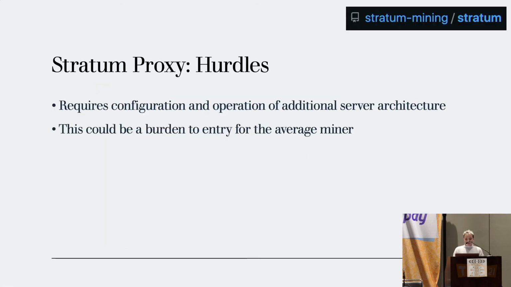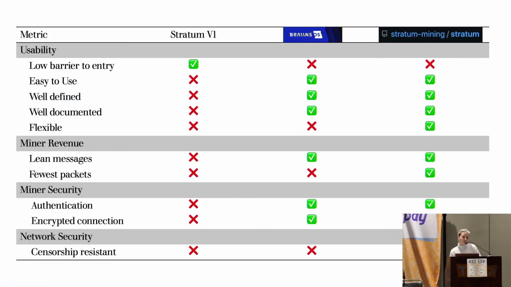All right, so a couple hurdles here. By design, the proxy requires the operation of an additional server, and then if you want to build your own transaction set, you have to operate your own Bitcoin node, and that could be a burden to entry for an average miner. So right now, we've got 2 adoption paths in the works, and let's use our metrics to see how they measure up to Stratum V1. All right, so immediately we see that both adoption efforts give us a lot more than Stratum V1 does. I'm just going to focus in on some of the negatives, though.